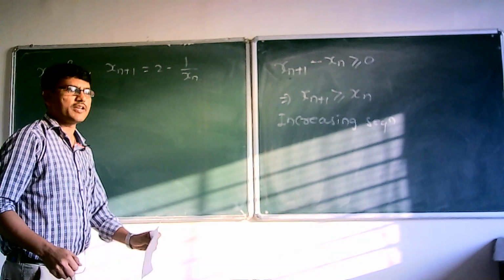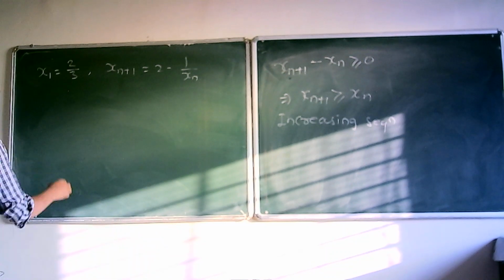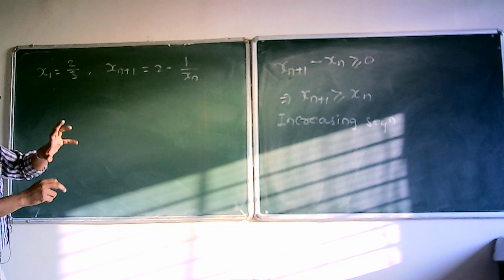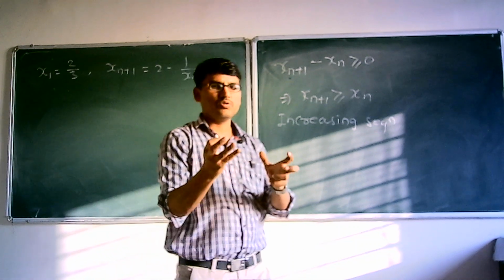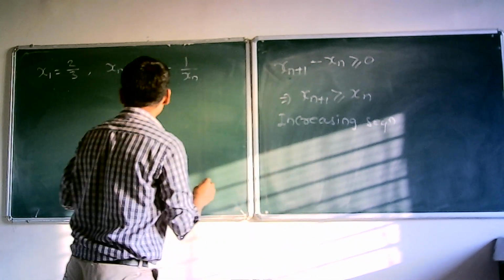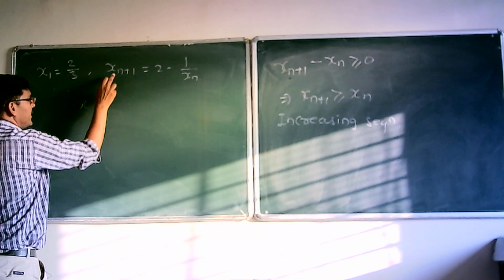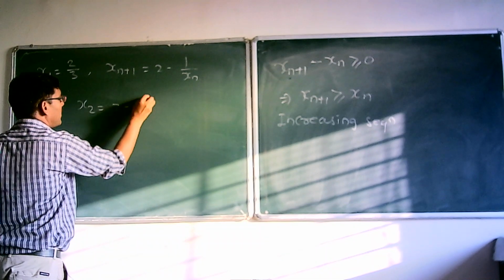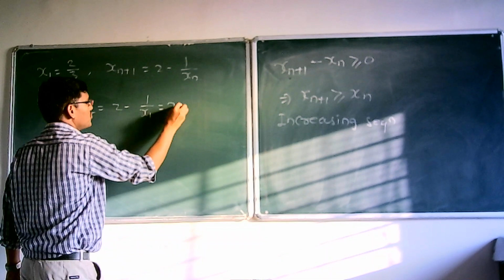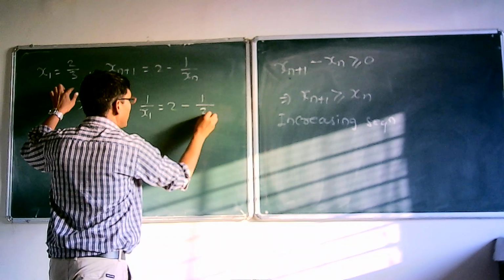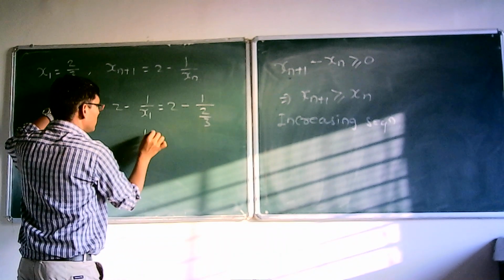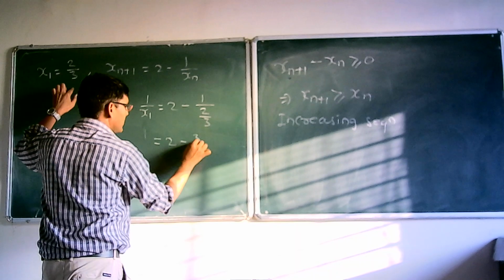Is it an increasing or decreasing sequence? So we know x1. To check whether it is increasing or decreasing, at least we need to know a few terms of the given sequence. So what is x2? If we put n equal to 1 here, x2 is equal to 2 minus 1 upon x1. So it is 2 minus 1 upon 2 by 3. So this is equal to 2 minus 3 by 2.